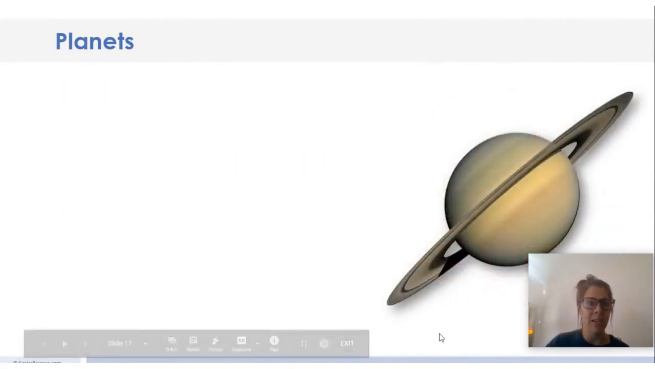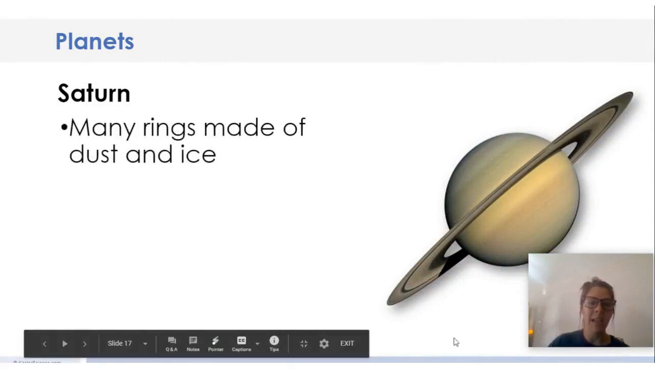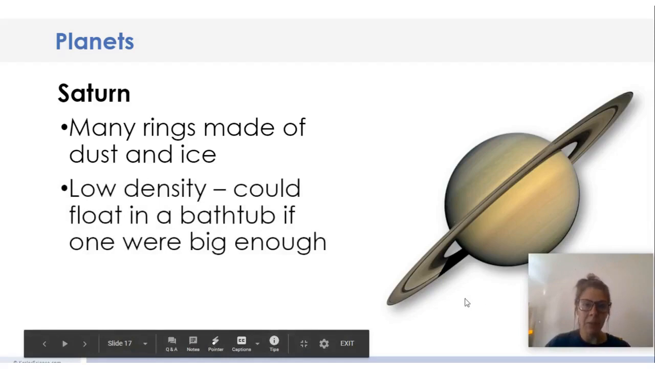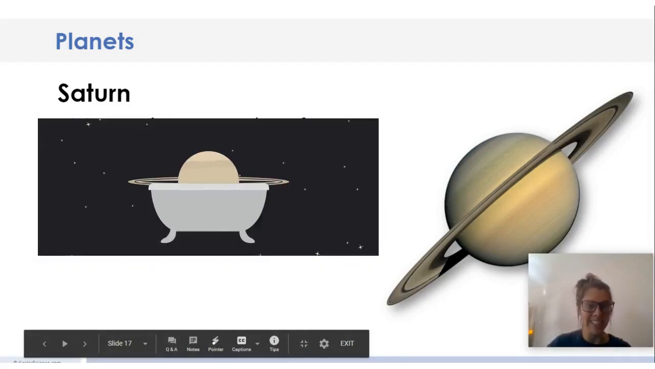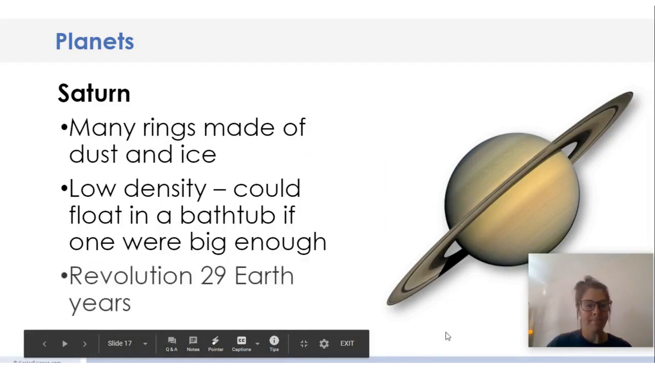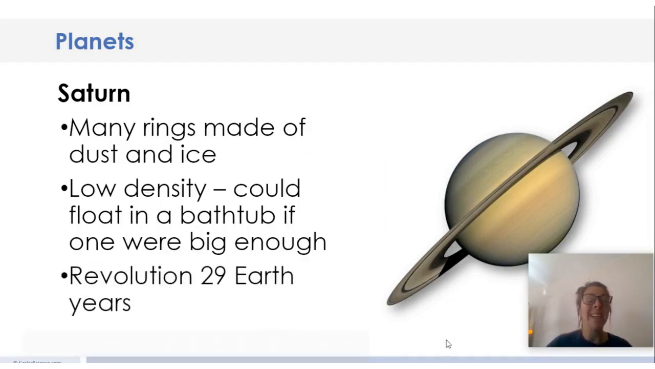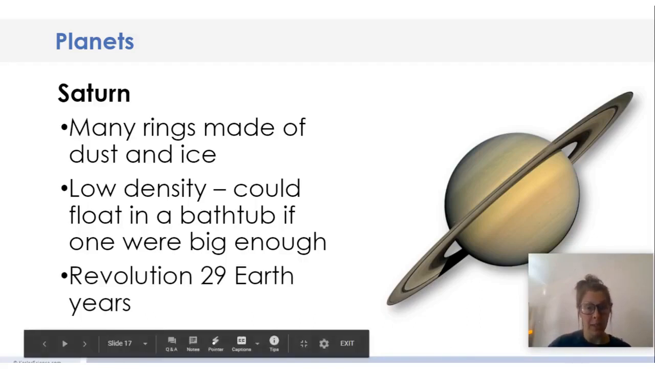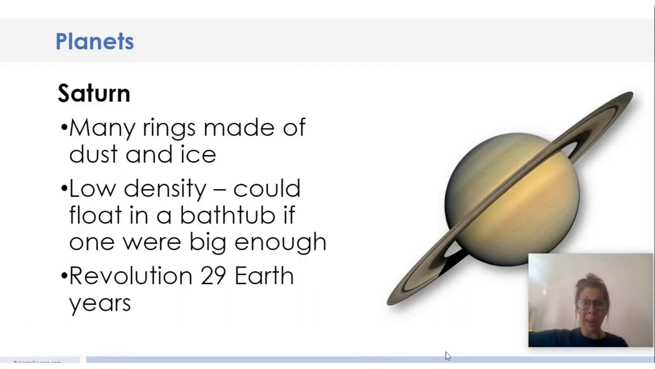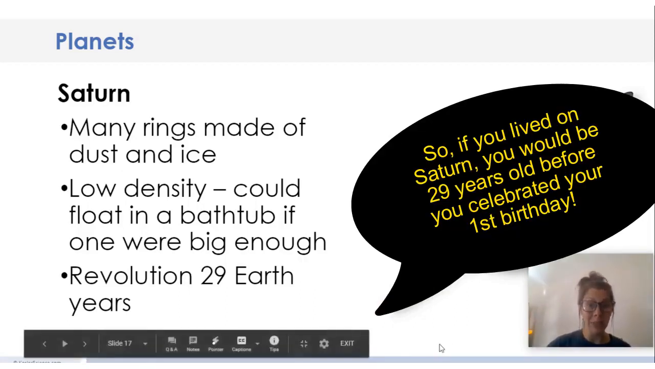Our next gas giant is Saturn, and Saturn is known for its many rings. Those rings, if you haven't been told, are made of dust and ice, and it's a very low density planet. Remember, it could fit in a bathtub and float because its density is less than 1. And it takes 29 Earth years to get around the sun. So remember, Jupiter was like 12 years. Saturn is so far away, it would take 29 years to get around the sun one time.